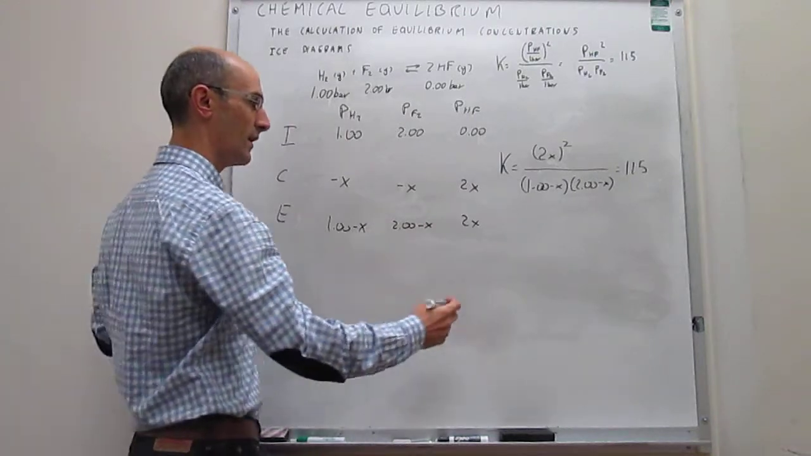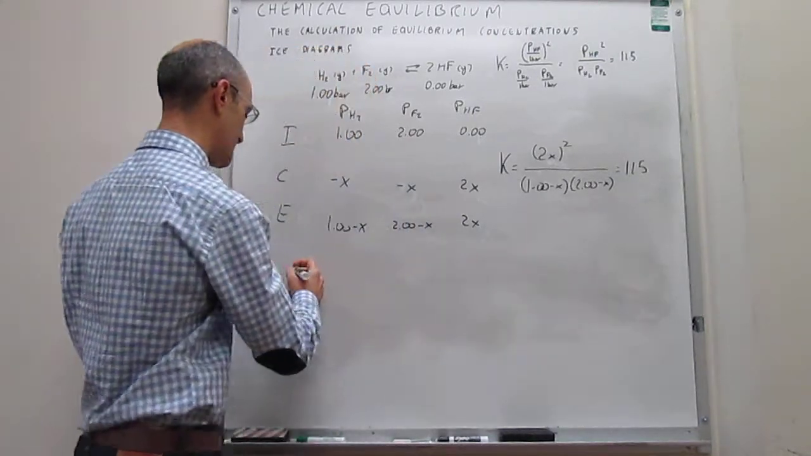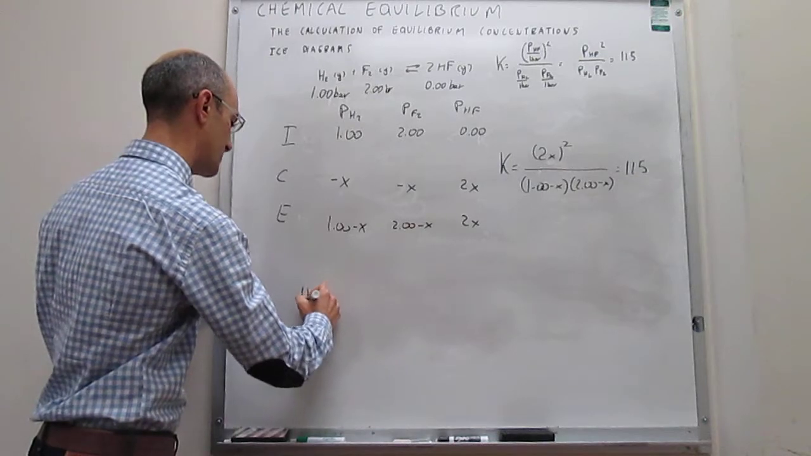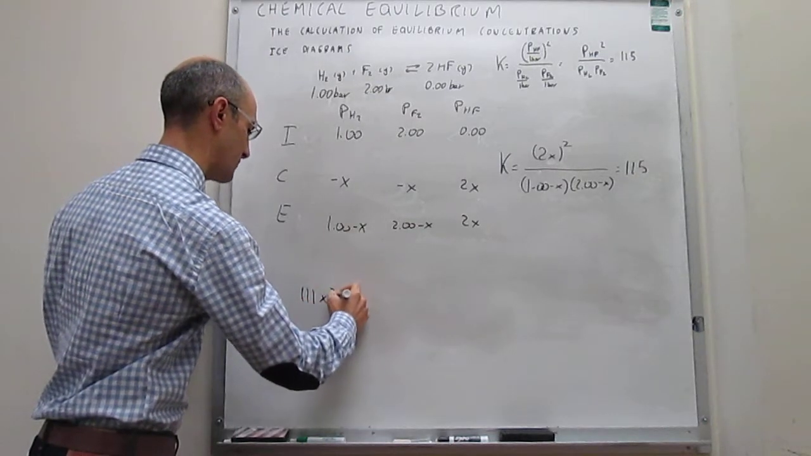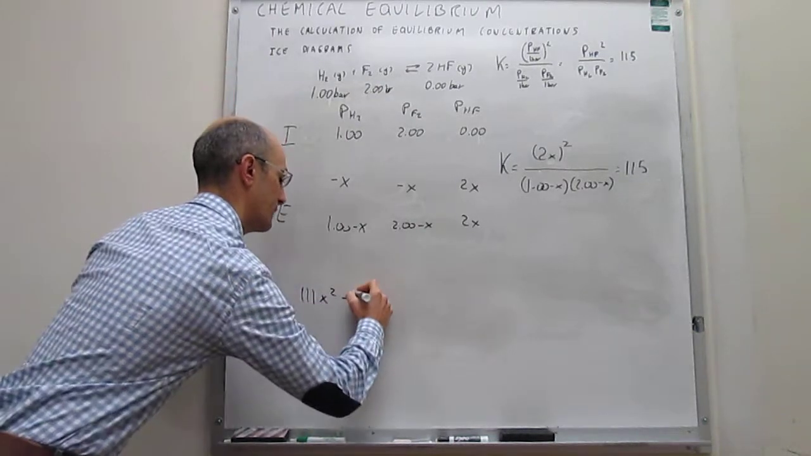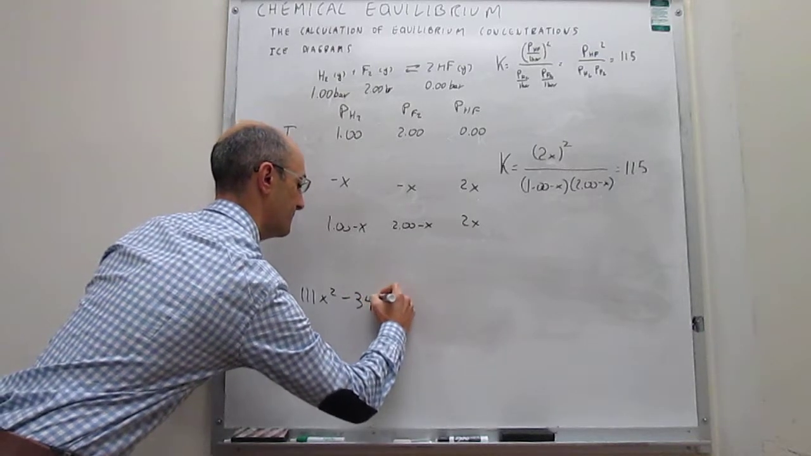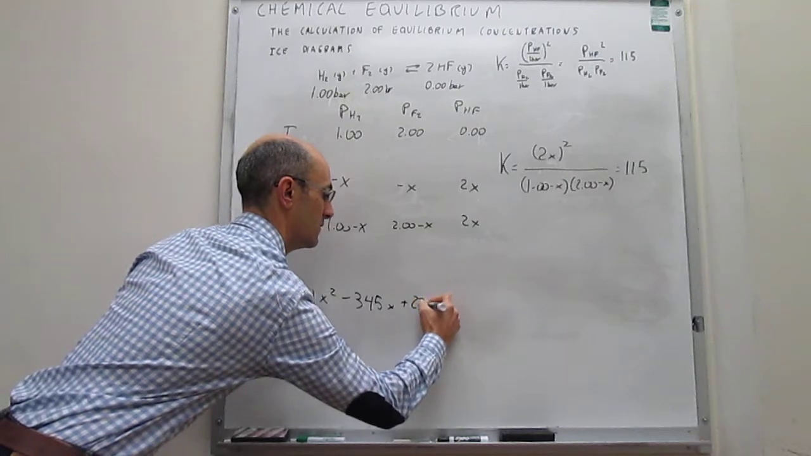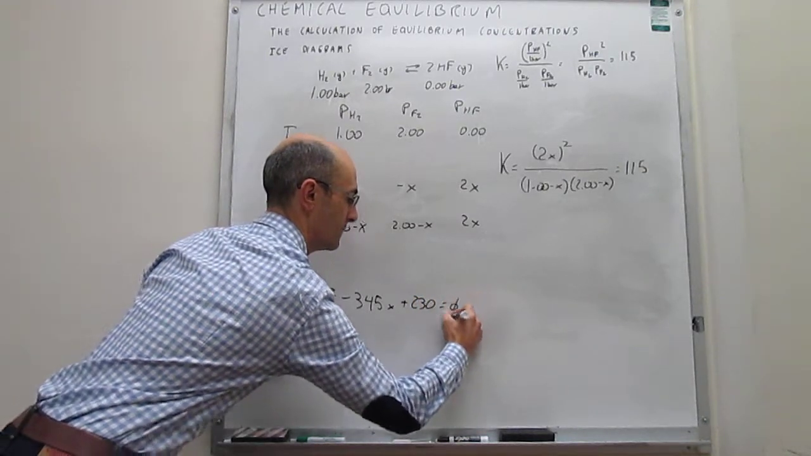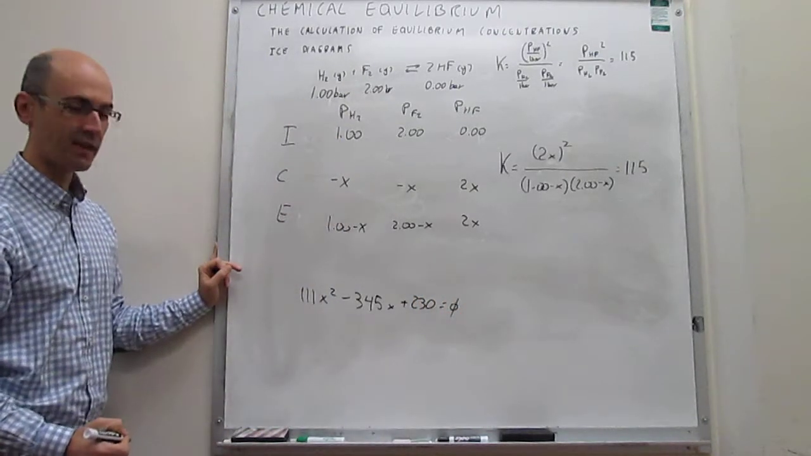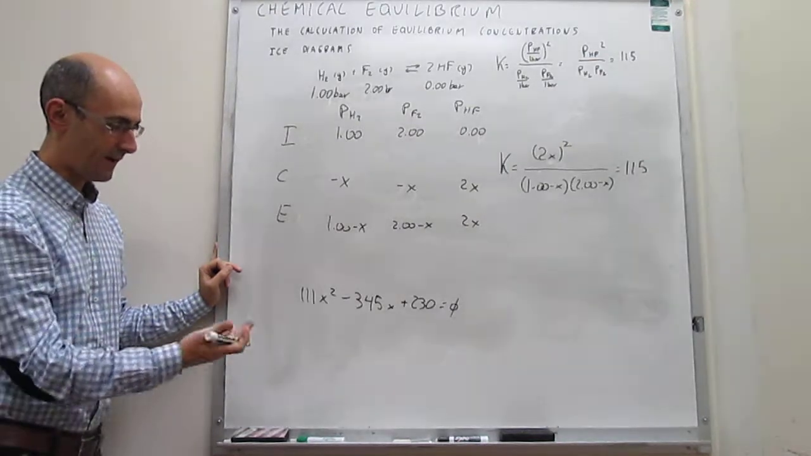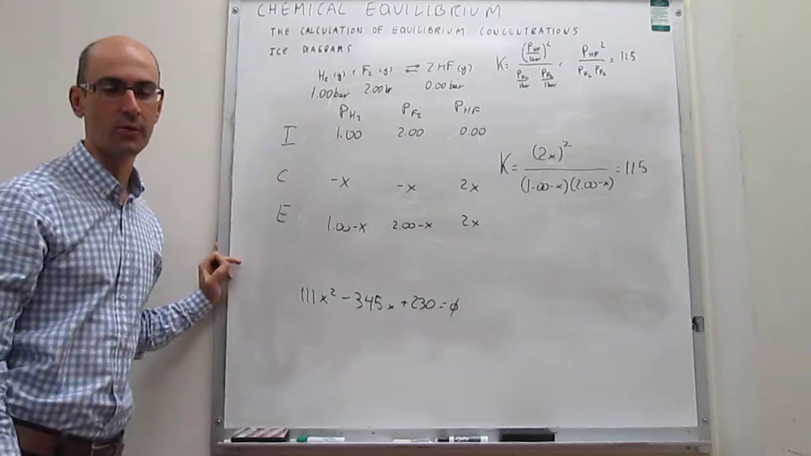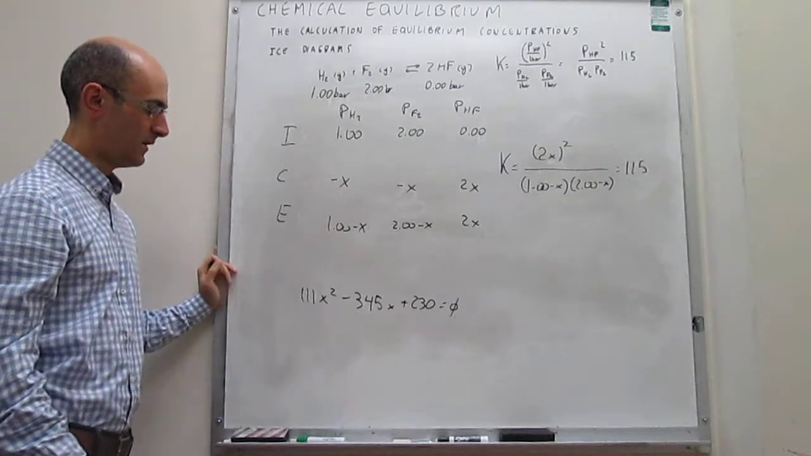When you operate carefully through this, you find that the equation turns into 111x squared minus 345x plus 230 is equal to 0. So obviously this is a quadratic expression that you would need to solve, and again this makes this problem slightly more complicated than the first one.